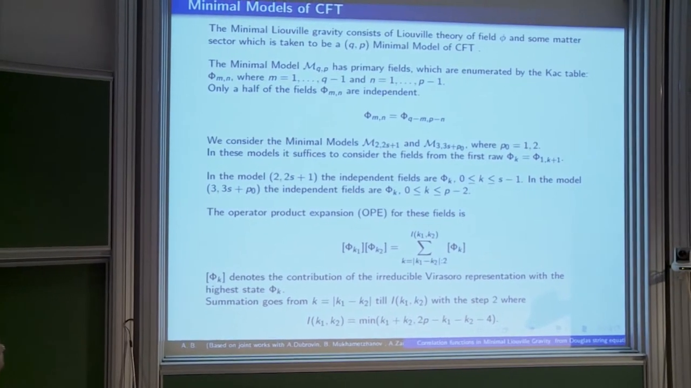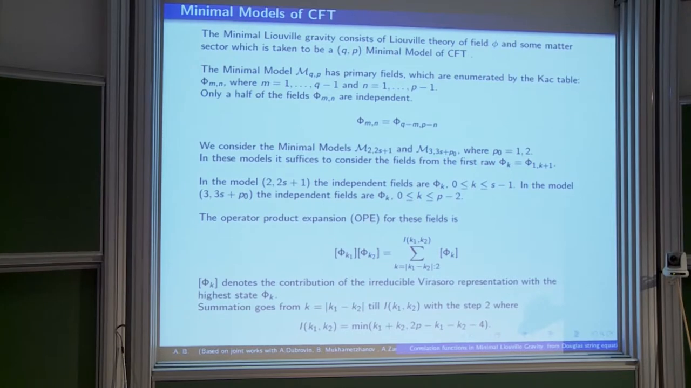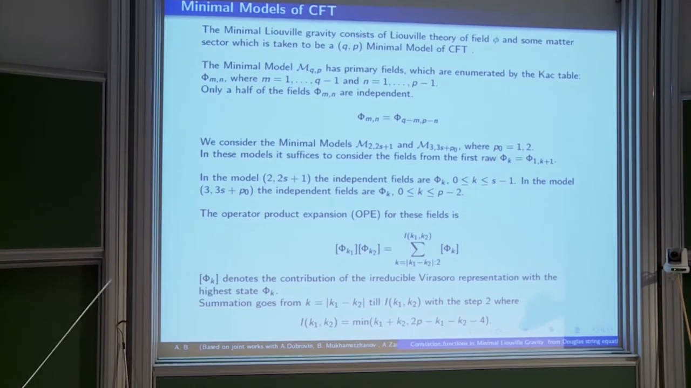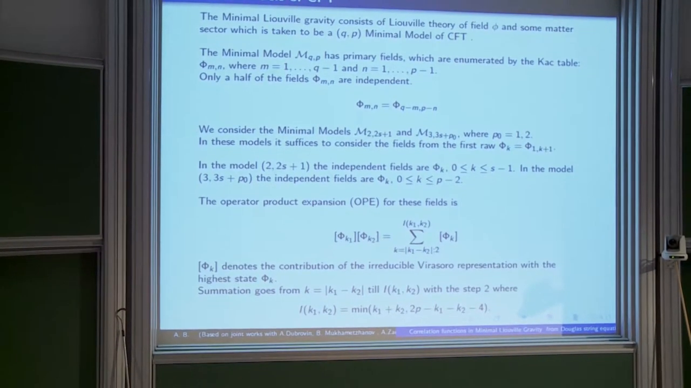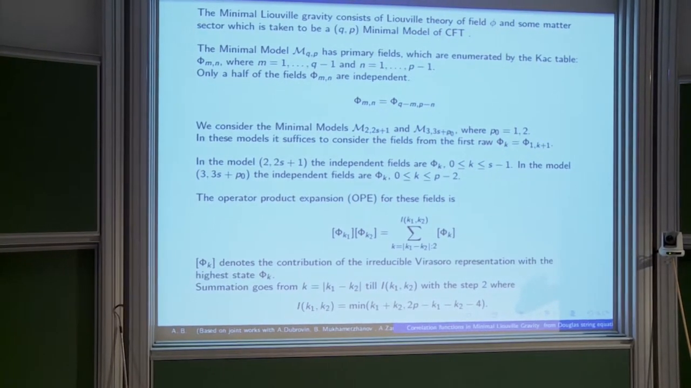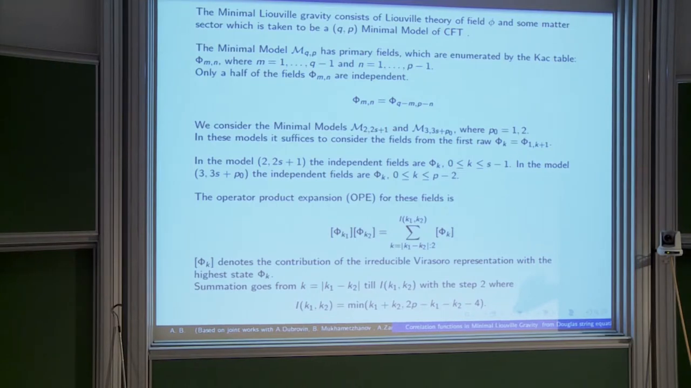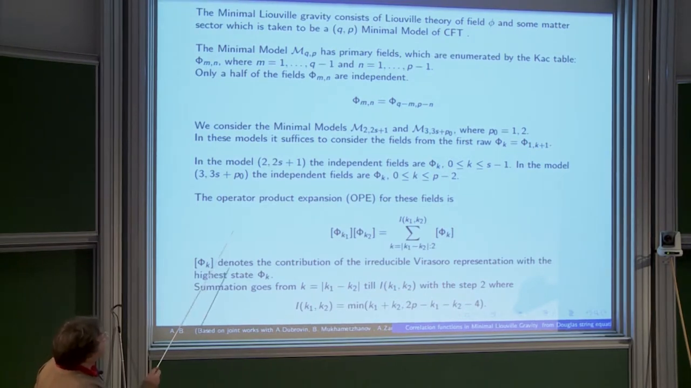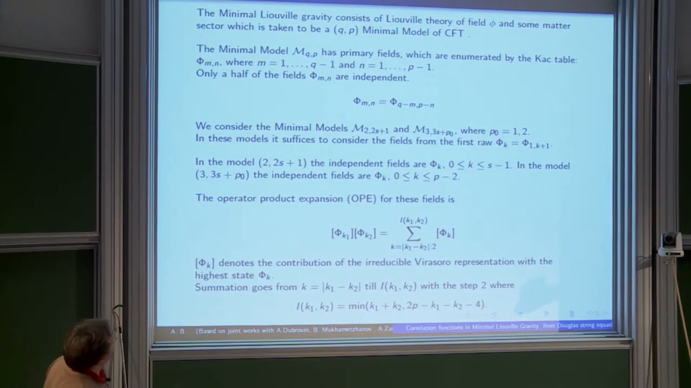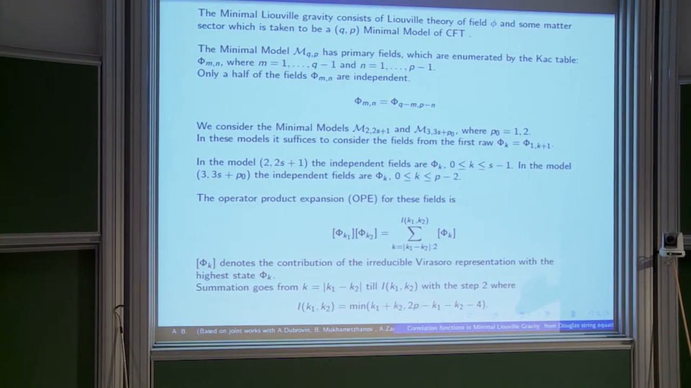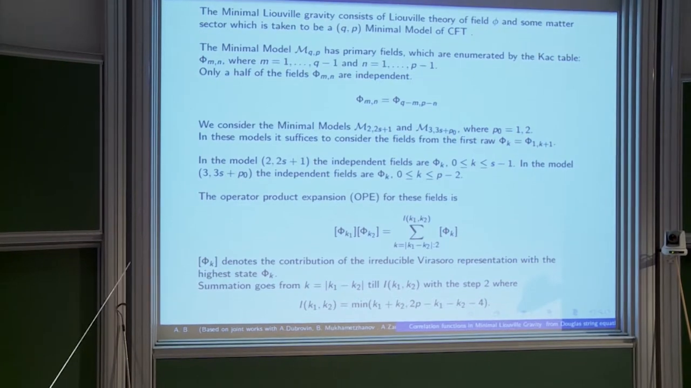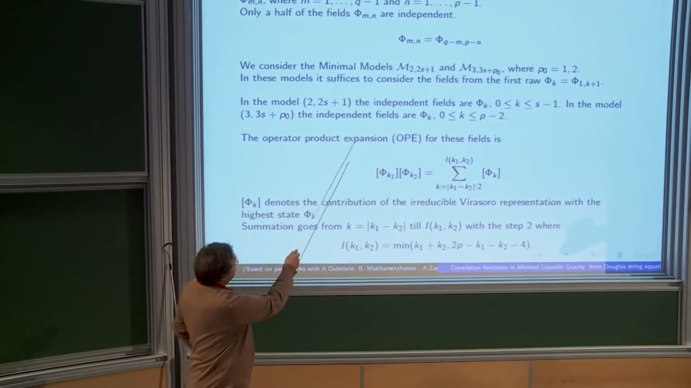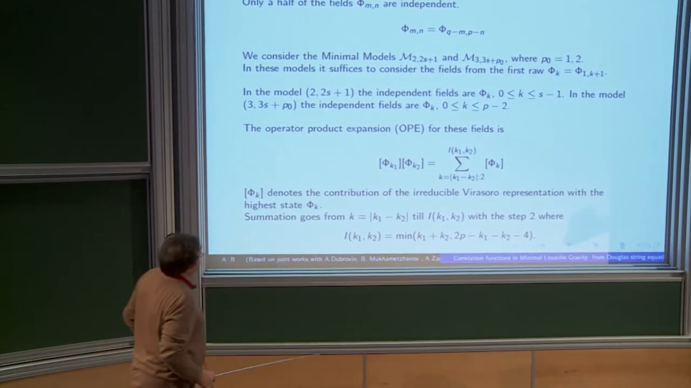Okay, let me put in some details. Liouville gravity consists of Liouville field theory, with field phi, and some matter sector. In our case, it will be one of the models of minimal conformal field theory. In this model, we have the set of primary fields phi_mn, which is enumerated by dots of the Kac table. And we consider two series, the first series and the next one.